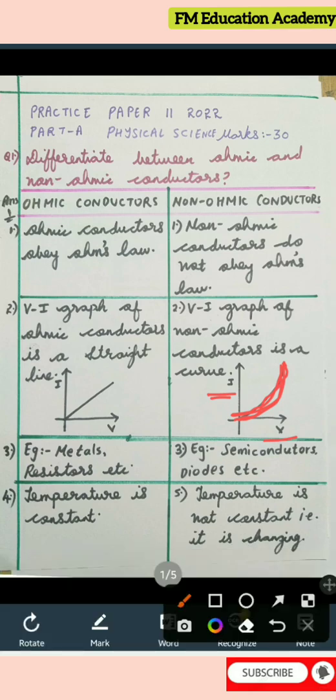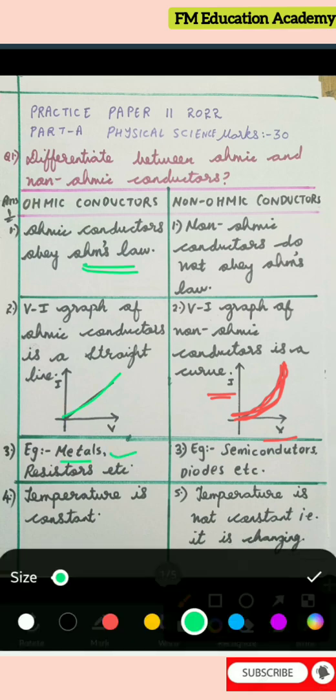Then write about examples. What can I say for examples? The examples we can give is metals, because we know voltage and current are there in metals, right? They will allow current to pass through them. Then resistors are an example of ohmic conductors. What about non-ohmic conductors? Examples are semiconductors like germanium and silicon, diodes, bulb filament, etc. These are the examples of non-ohmic conductors.